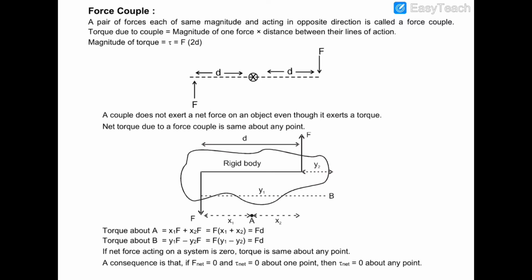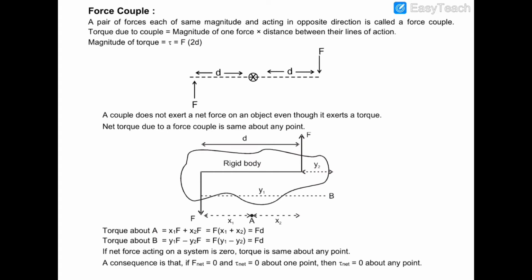Now you can see that there is a rigid body and there is a force couple which has two forces acting on this body in opposite directions, and the magnitude of the forces is equal. The distance between these two forces is d, and we have to find out the torque about point A and point B. Point A is at a distance of x1 from this force and x2 from this force, and point B is at a distance of y1 from this force and y2 from this force.